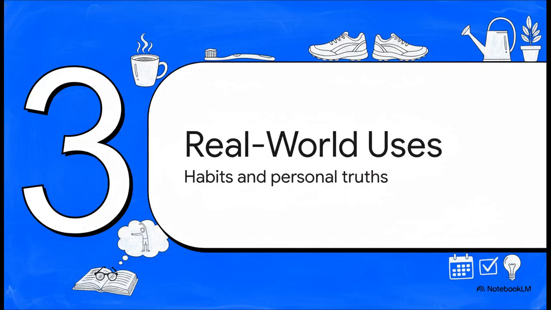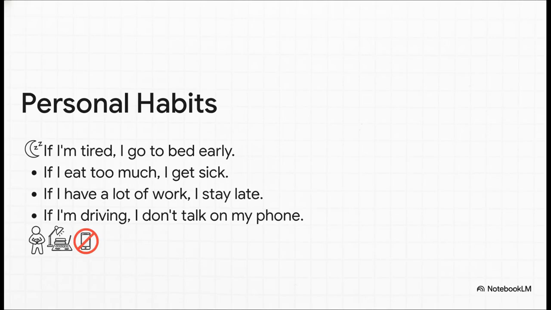All right, so you might be thinking, this is great for science class, but what about real life? Well, it turns out we use it all the time. Let's take a look. We use it constantly to talk about our own habits, our personal truths, like if I'm tired, I go to bed early. That's not a maybe. That's just what I do. It's a fact about me. And hey, look at that last one. If I'm driving, see, you can even use the present continuous in that if part for an action that's happening right then.